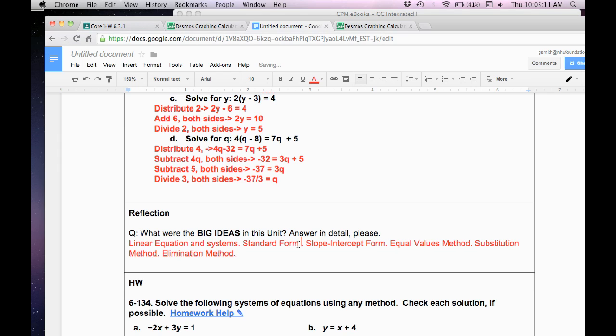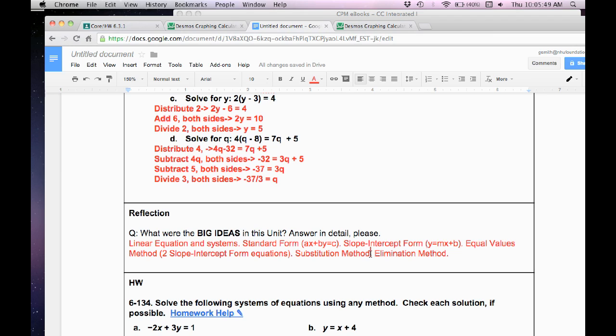Standard form is, of course, ax plus by is equal to c. Slope-intercept form is, of course, y equals mx plus b. Equal values method is good for 2 slope-intercept form equations. Just put that in parentheses to show that that's when you use it.